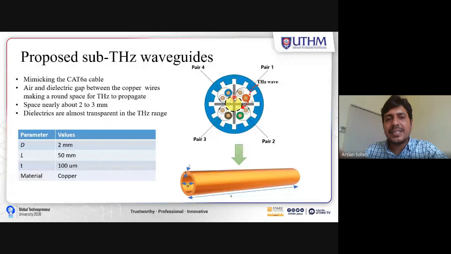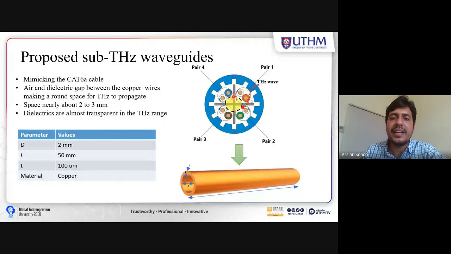So this is something similar to a circular shape. We are using this space for the propagation of the terahertz waves. This space is nearly 2 to 3 millimeters in the Cat6 cable. So we are using a circular waveguide of similar dimension to see how waves propagate through this tiny space, just to mimic how the waves pass through a small and narrow space. We are using this circular waveguide with similar dimensions to the air and dielectric space.